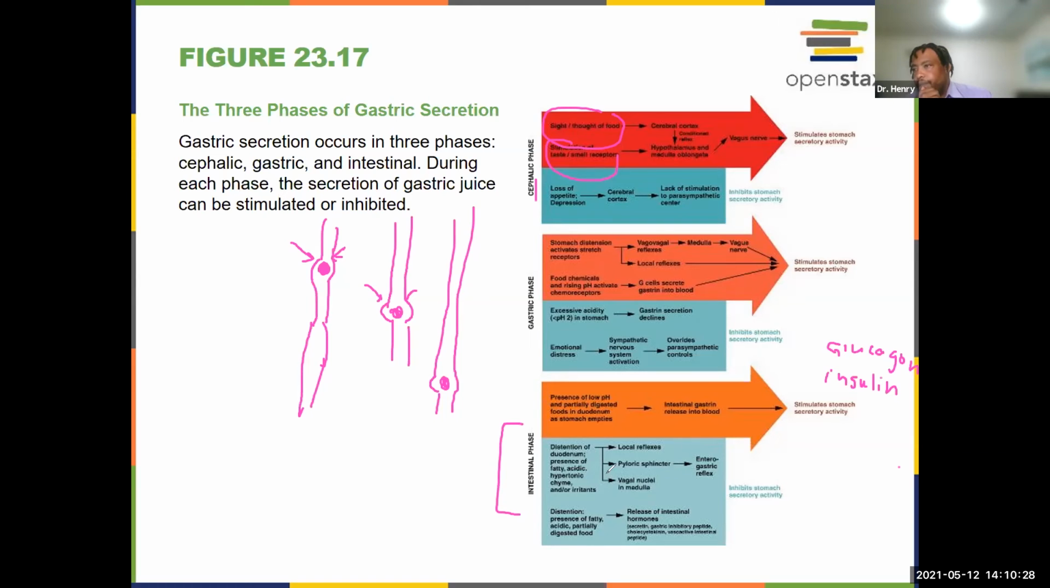So if you have distension in the duodenum, and basically you have the presence of fatty acids, acidic, hypertonic chyme, or irritants, then that's going to cause inhibition again. So that's, again, when we have low acids, heartburn, things like that, that's going to cause us to inhibit those stomach secretory activities.